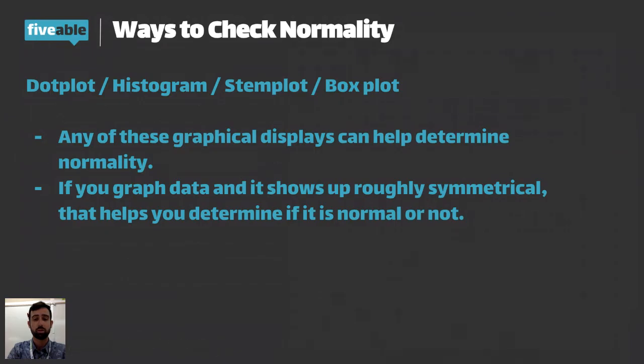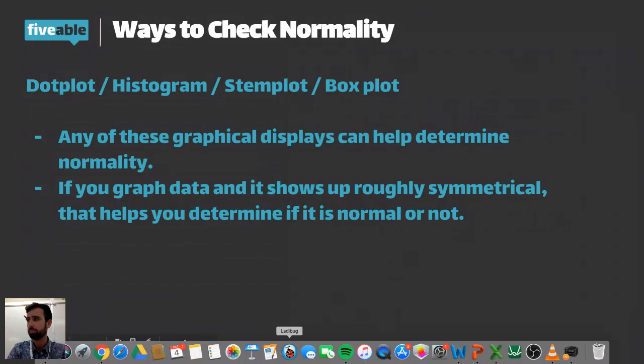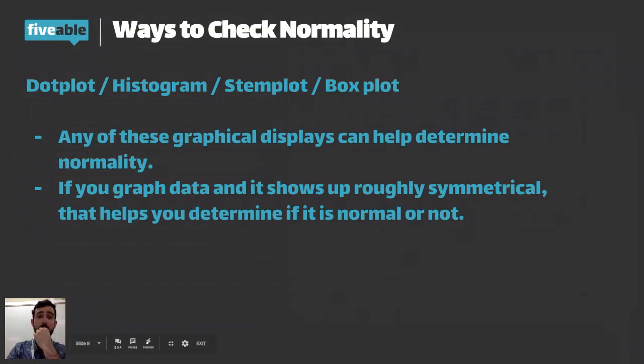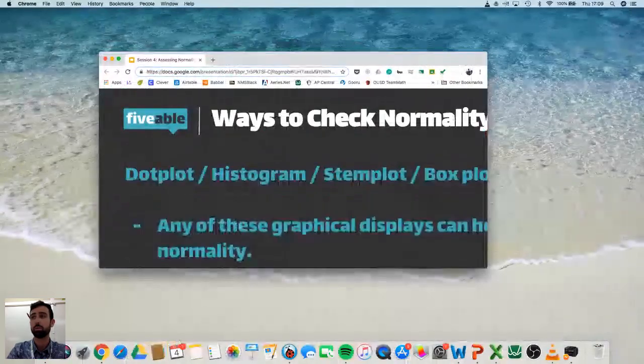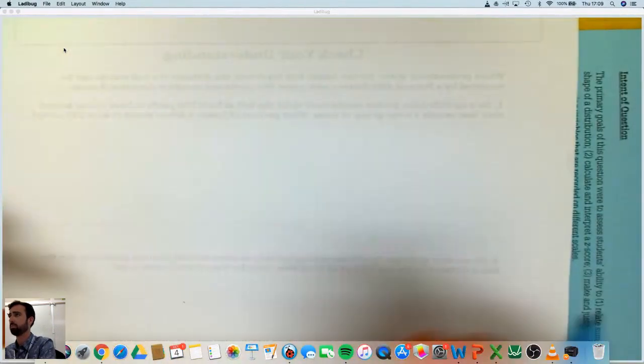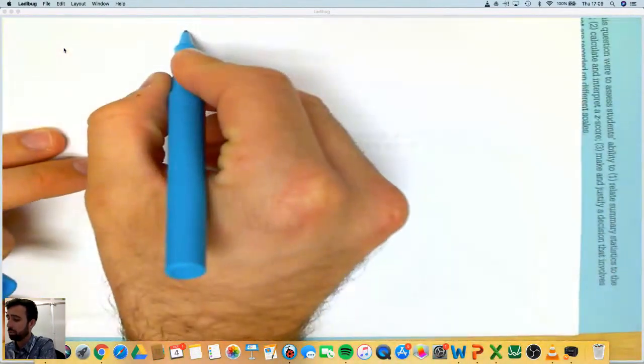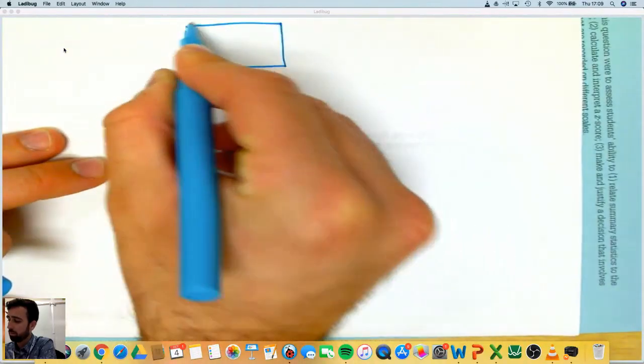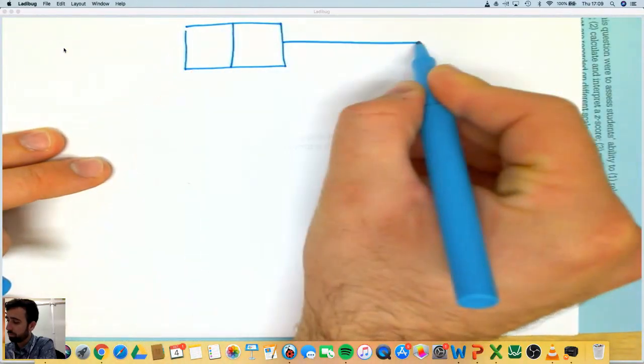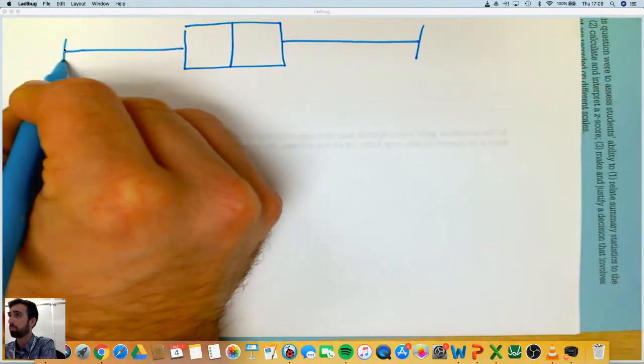So let me go over to my document camera to show you. It doesn't tell you exactly, so we want to be careful, but it will give you a good idea if something is normal or not. So let's say if I had a box plot that looked something like that.